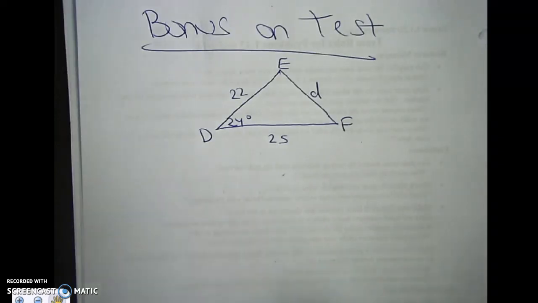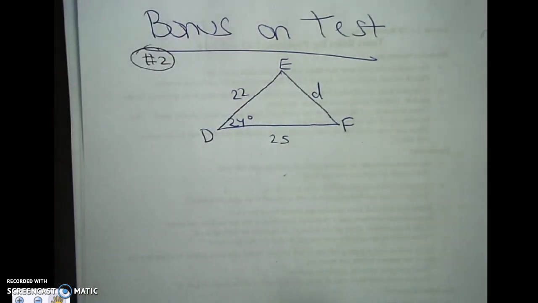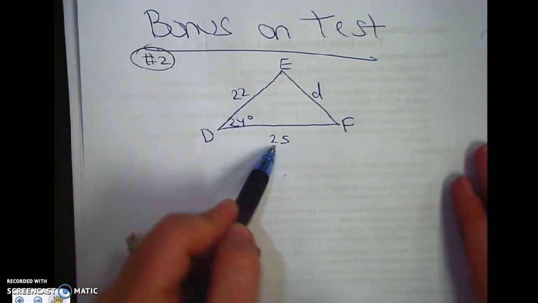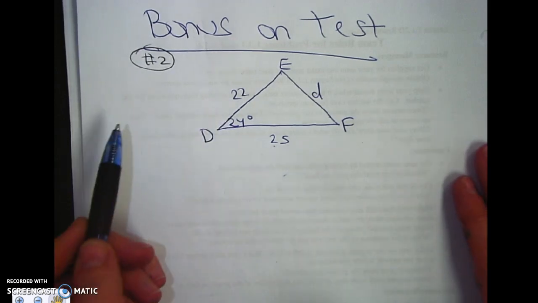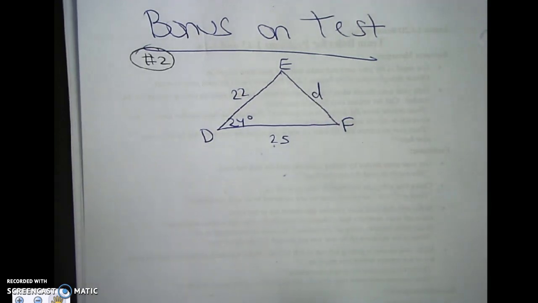I'm going to show you how you can get bonus on your test. This is actually the law of cosines homework. That was number 2, so this is a good way to check to see if you did number 2 right. Okay, so when I look here, I want to see if they have a match. They don't have a match, so I can't do the law of sines. I have to do the law of cosines, okay?